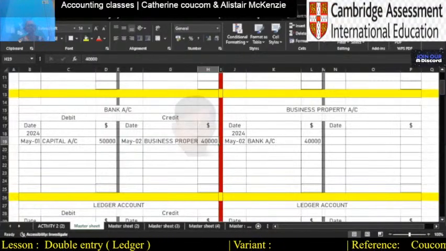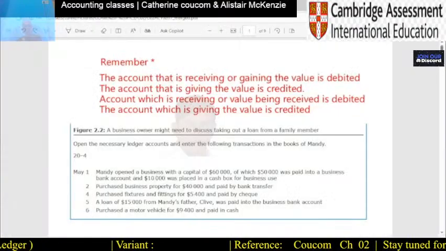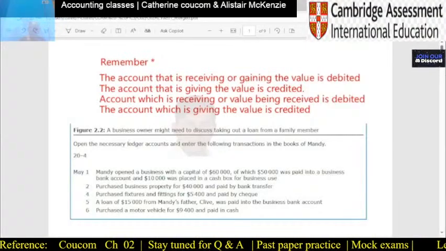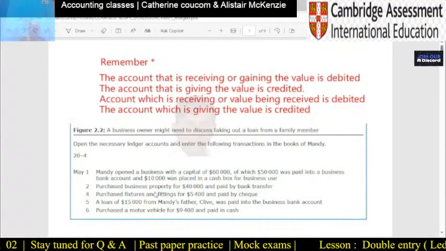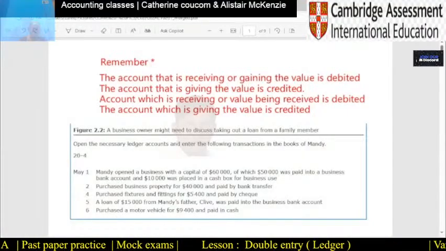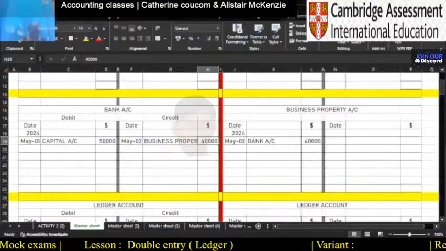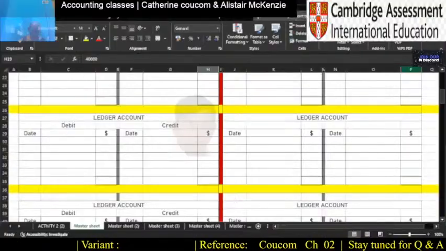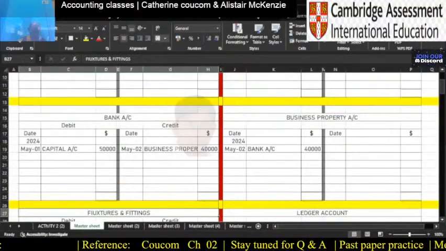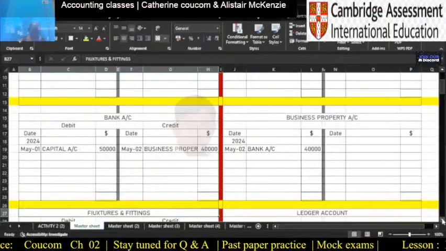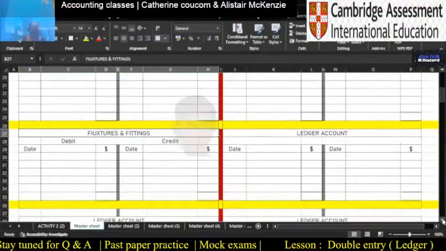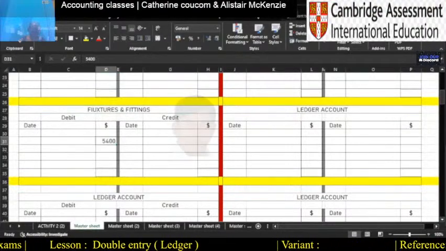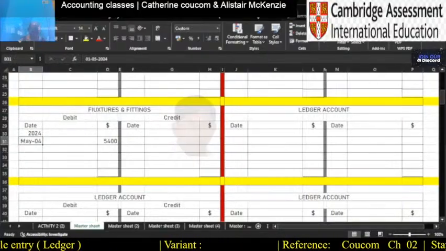Next, let us see the next entry. What is the next entry? Purchased fixtures and fittings for $5,400 and paid by check on the 4th. So open the fixtures and fittings account. How much? $5,400, on May 4th.